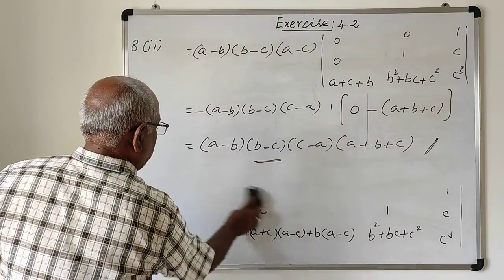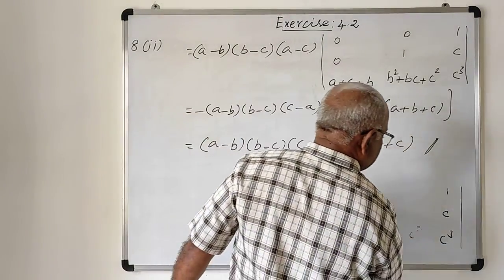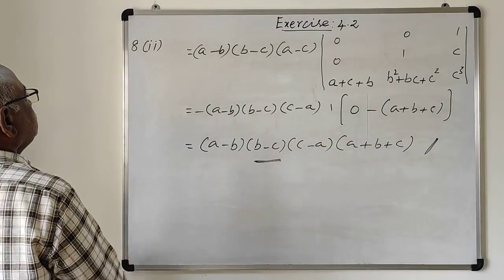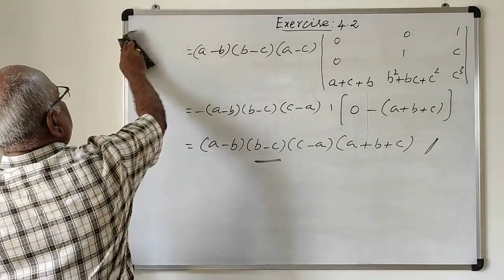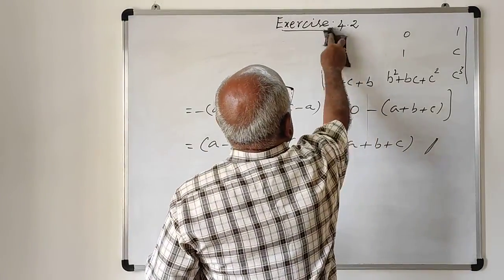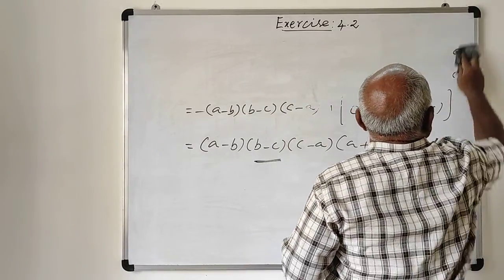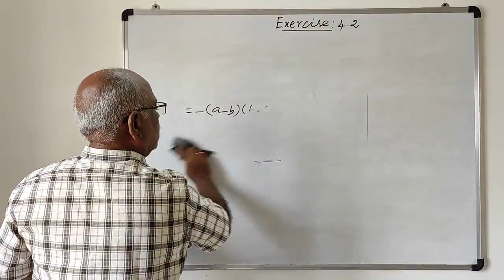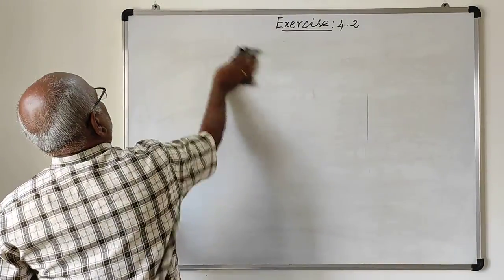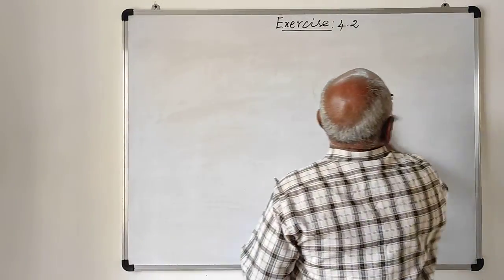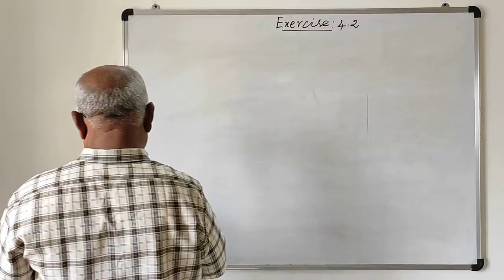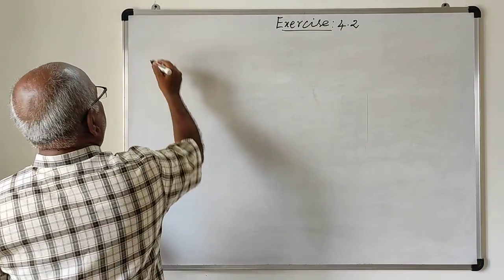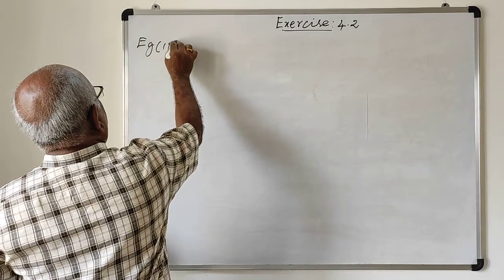Next, I am going to solve one example in your textbook, that is example number 11. Okay? Subdivision 2 over. Next example 11. In the textbook you have an example number 11.